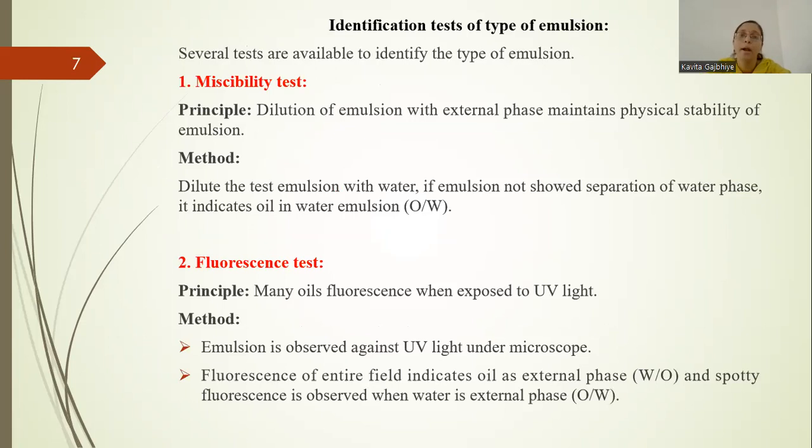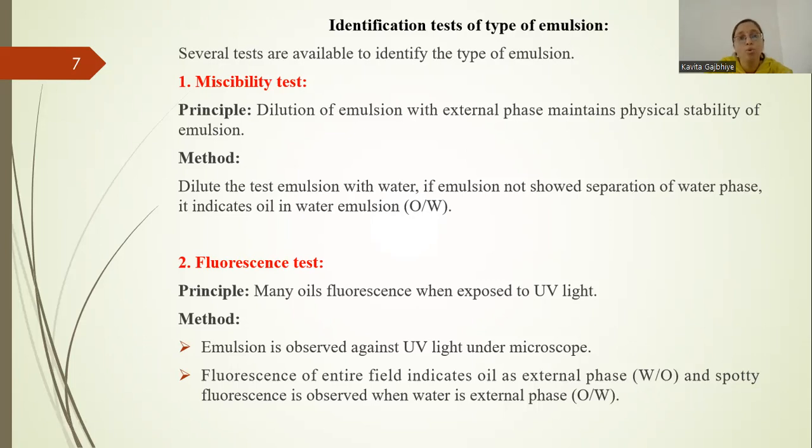Now the next very important part is the identification test of the type of emulsion. We know there are two main types of emulsion, the O/W type and the W/O type. But how will you identify which type of emulsion it is? There are various tests used to identify the type of emulsion, and the very first test is the miscibility test. The name itself indicates miscibility. What is its principle? Dilution of an emulsion with the external phase maintains the physical stability of your emulsion.